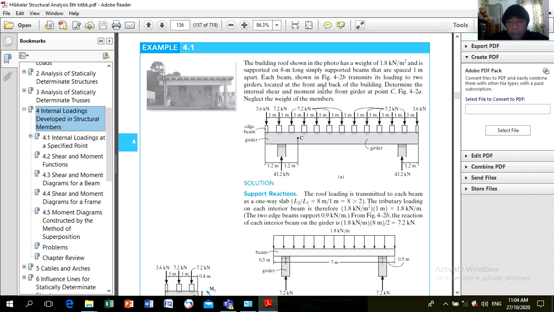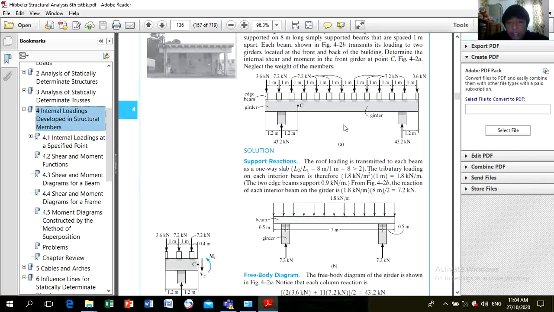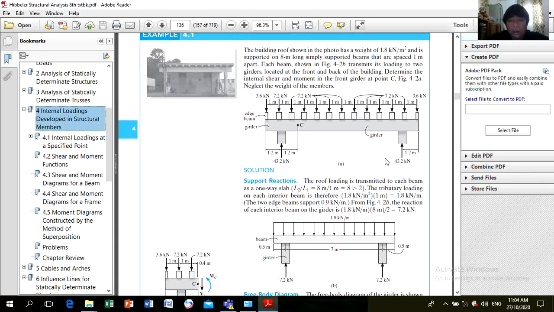Each beam shown in figure 4-2b here transmits its loading to 2 girders. This girder, front and back of the building. Determine the internal shear and moment in the front girder at point C here. So what will be the internal shear and moment, okay, at this point? Neglect the width of the member. Again, we have the roof.